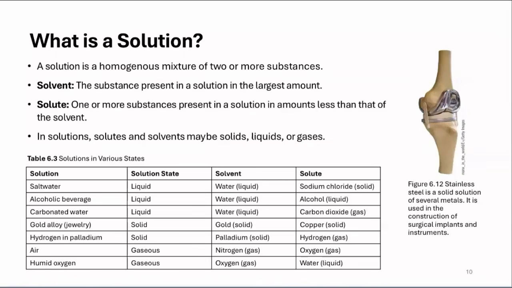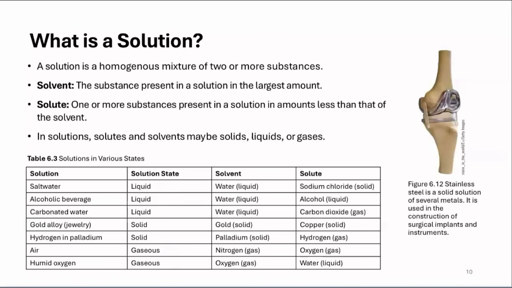When it comes to solutions, understand that solutes and solvents may be in all states of matter. So that means that we can find them as solids, liquids, or gases. In table 6.3, we have various states for solutions. And we can observe that solutions can also be found in different states of matter. We can have liquid solutions, solid solutions, and even gas solutions.